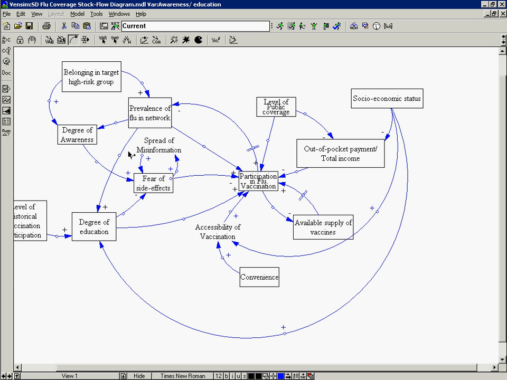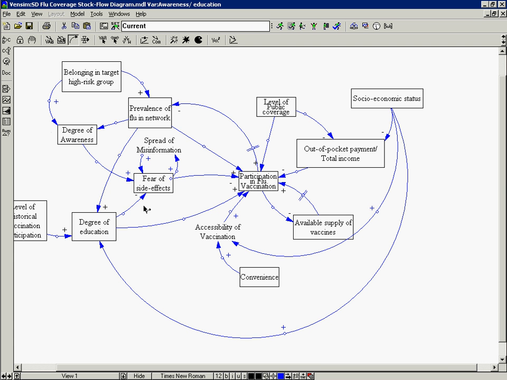One of the questions that you should have when building a diagram like this is, if I think about connecting, say, degree of awareness up to spread of misinformation, does it independently affect it other than through fear of side effects? Or is the impact of degree of awareness on spread of misinformation mediated by fear of side effects? Or is it acting through fear of side effects, to use a more familiar term to you? That's something that's a little bit subtle here.